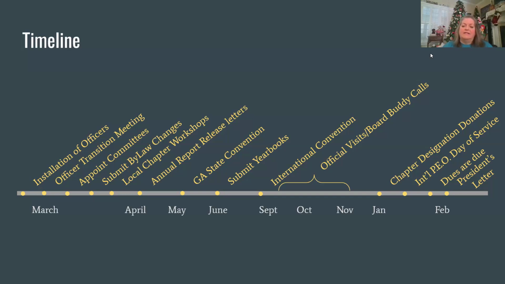And then in January also, we have our Founders Day, and it is being rebranded by International to be the International P.E.O. Day of Service. And so they're encouraging chapters to put on all their daisies and stars and go out and do some service in their own communities. In February, the dues are due, and the president's letter is also due. So that's the year at a glance.